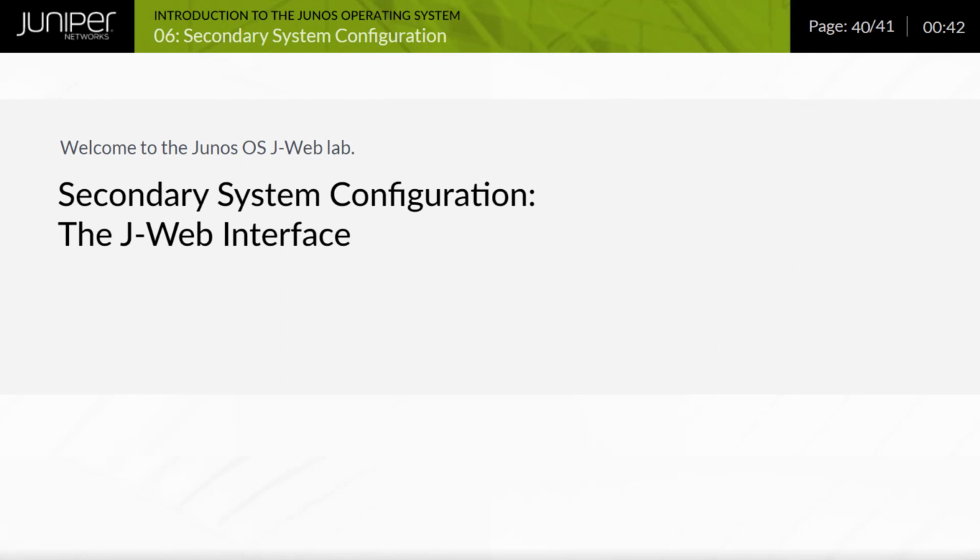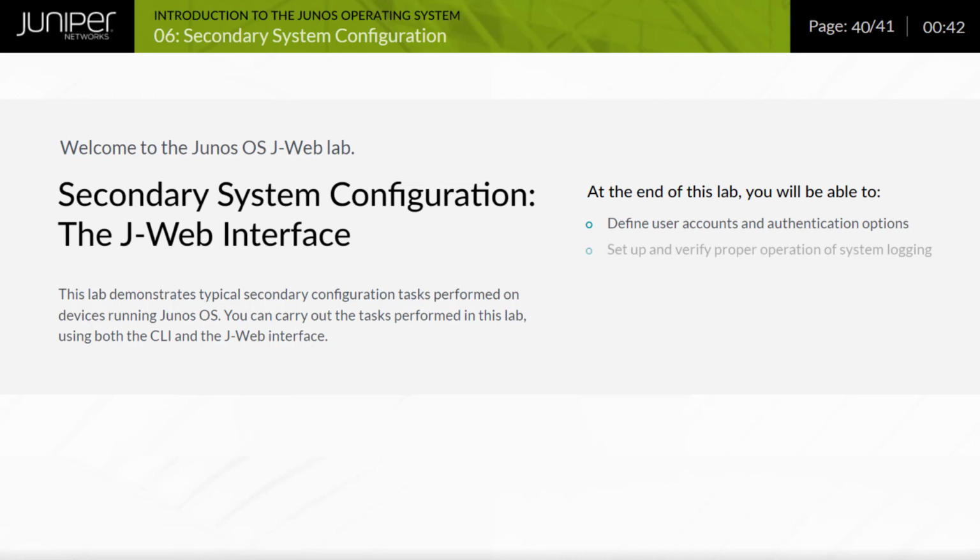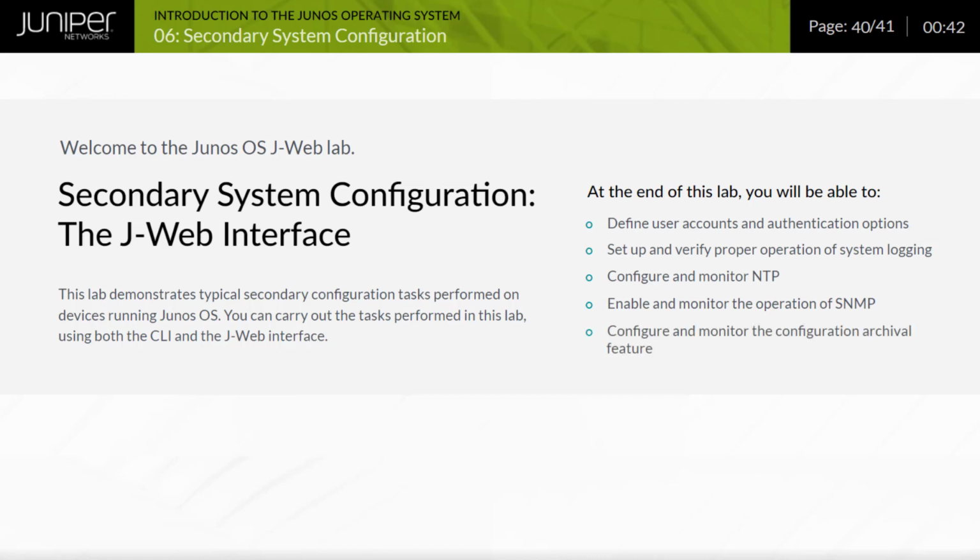Welcome to the Junos OS JWeb Lab. This lab demonstrates typical secondary configuration tasks performed on devices running Junos OS. You can carry out the tasks performed in this lab using both the CLI and the JWeb interface. At the end of this lab, you will be able to define user accounts and authentication options, set up and verify proper operation of system logging, configure and monitor NTP, enable and monitor the operation of SNMP, and configure and monitor the configuration archival feature. Click Continue to begin the lab.